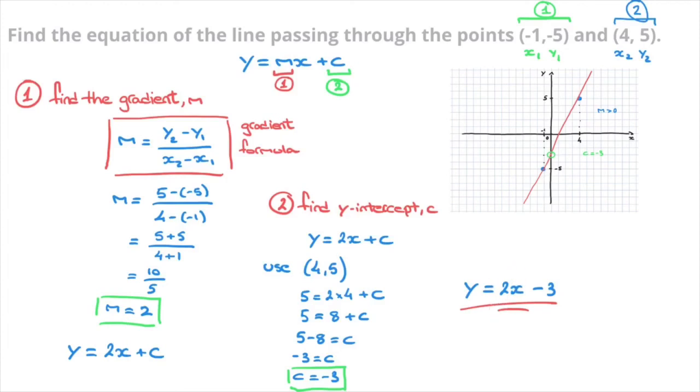That's how to find the equation of a line given the coordinates of two of the points through which it passes. And that's it for this tutorial.